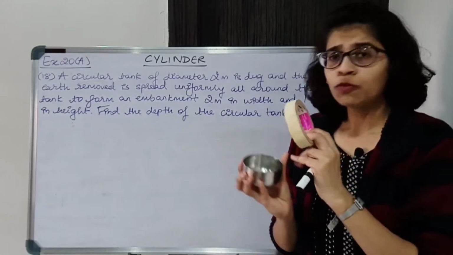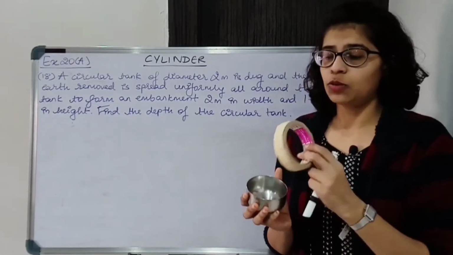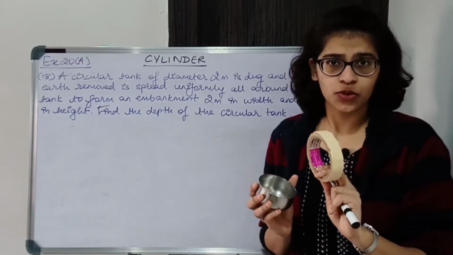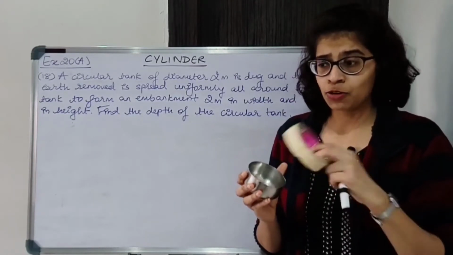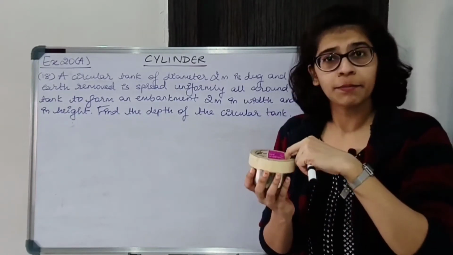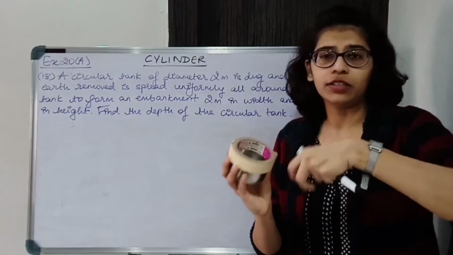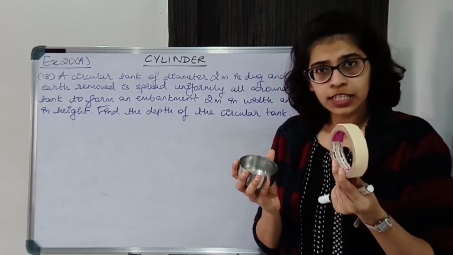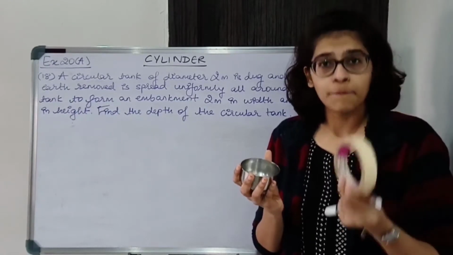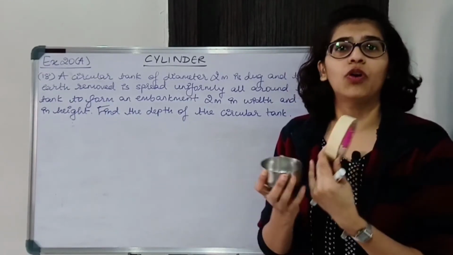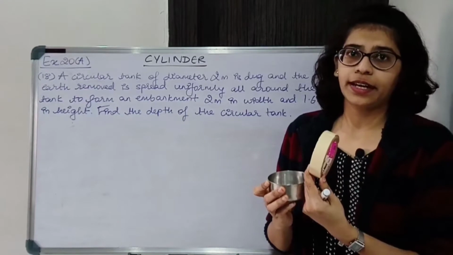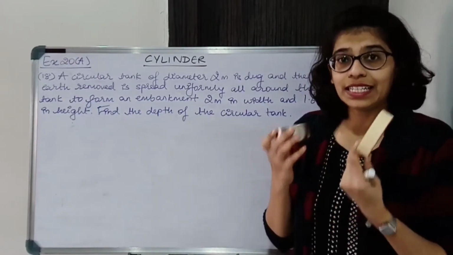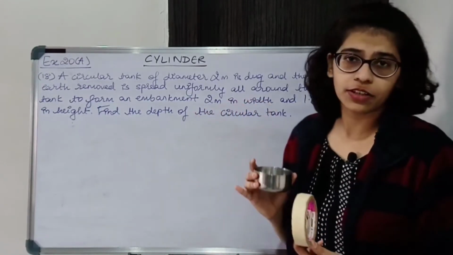Now the volume of the earth dug is equal to the volume of the embankment that is formed, because that same amount of earth is being used to form this embankment. So the same volume of earth has been used completely. So the volume of this hollow cylinder, that is this embankment, is equal to the volume of this circular tank. Okay, so we can easily find the depth of the circular tank.